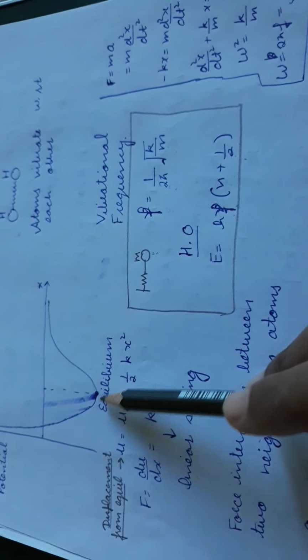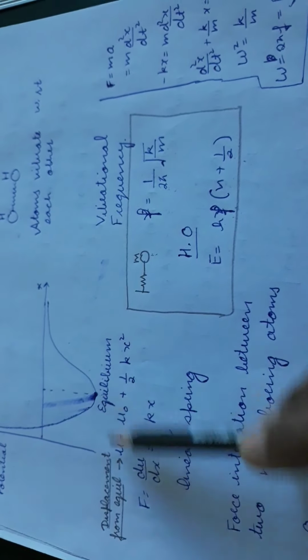If you write an expression for this potential, because this part is parabolic, it will be half kx squared. If you take the first derivative of this potential, you know that the negative derivative of potential gives force, so you get minus kx. This shows that the force between two atoms is like a linear spring, as if they are attached by a linear spring.